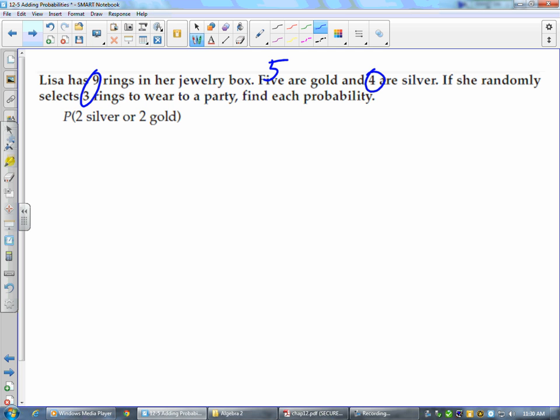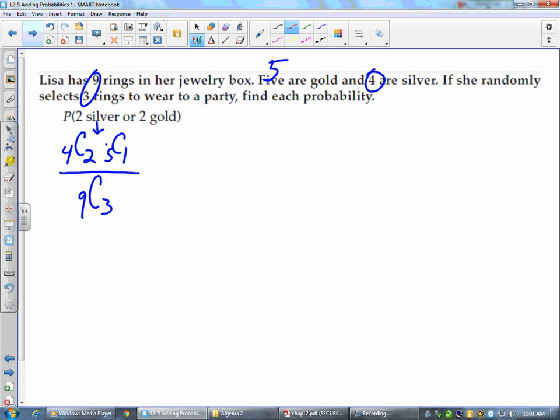Well, silvers. If she picks 2 silvers, there are 4 silvers to pick from, and I'm going to pick 2 of them. However, if she's picking 3 rings, we need to include the gold. So we need to say how many gold rings are there. 5 gold rings, and we're picking 1 of them. Multiply those 2 together. Now, that's our top number. That's how many combinations of 2 silvers there are. We need to find how many possible combinations total. So there are 9 rings to choose from, and I'm going to choose 3 of them. So that is for 2 silvers.